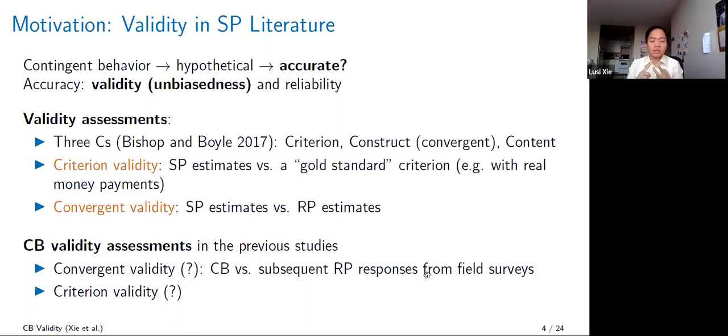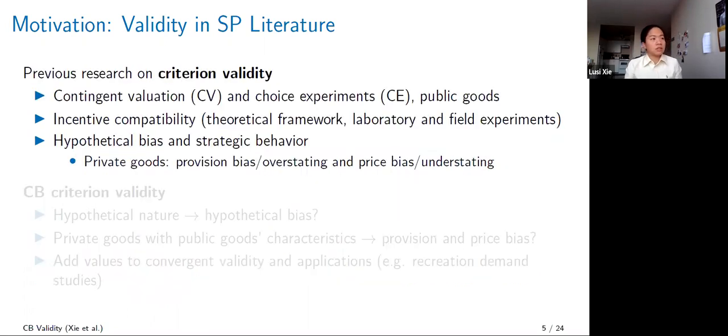So with the RP, CB, RP data together, they can test the convergence using various model specifications. But the results are mixed in terms of whether CB is valid regarding convergence with the subsequent RP responses. Also, none of the studies, as far as we know, have assessed criterion validity. Then what do people do with criterion validity in the literature?